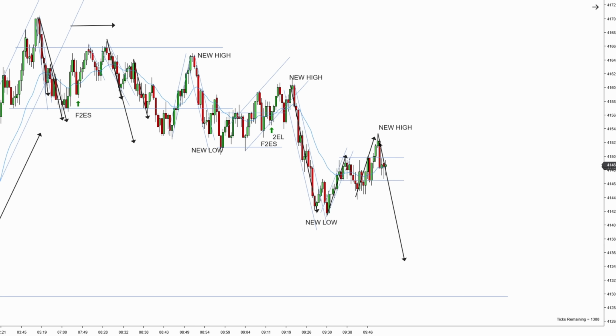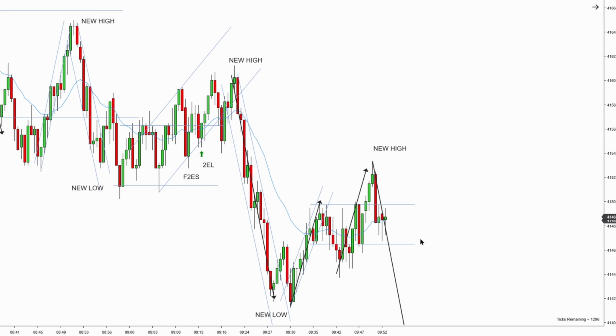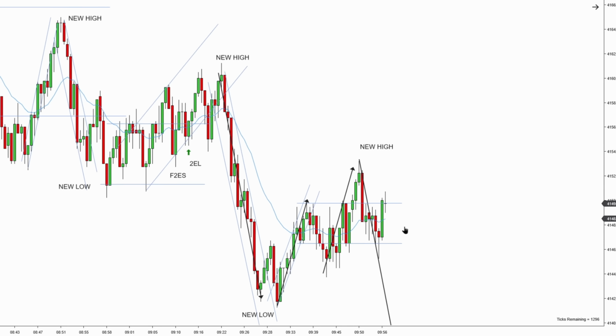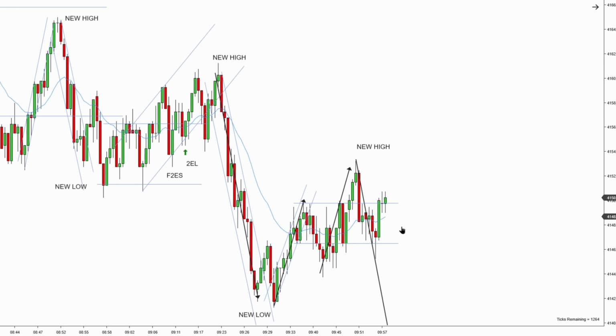And now we have a two-legged pullback. Market likes to move in pairs of twos, which played out. And now we can resume the bearish direction again. Okay, but you can see we're working sideways.